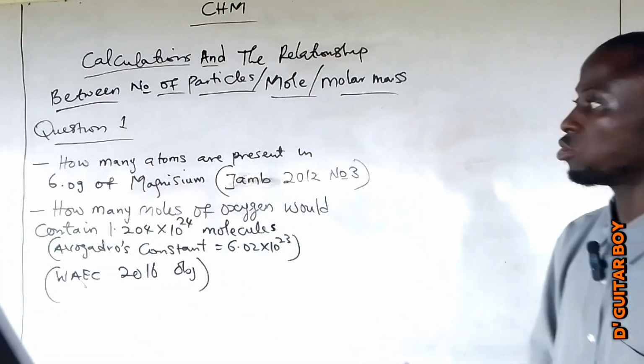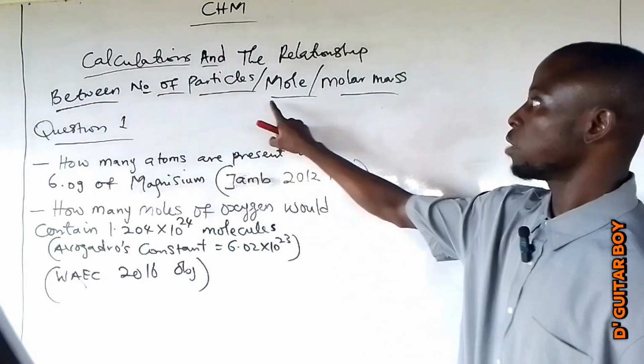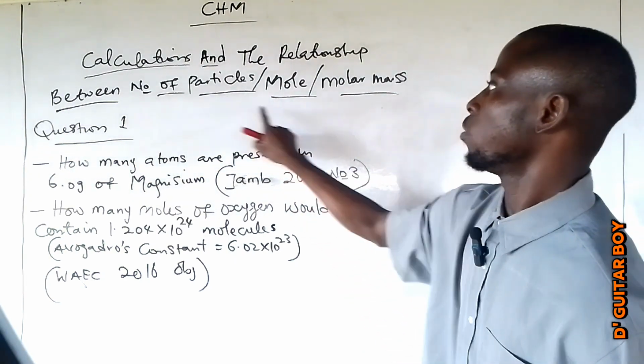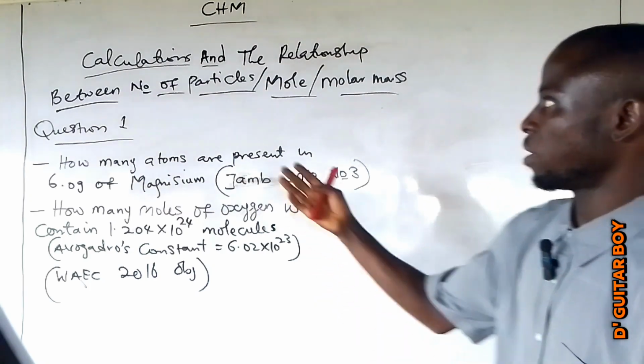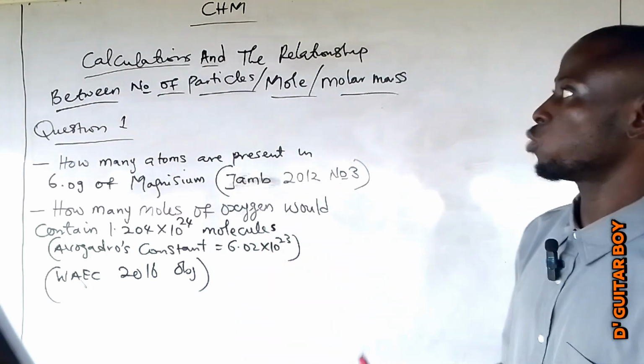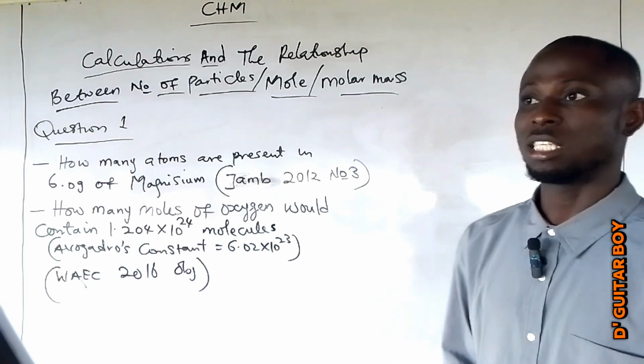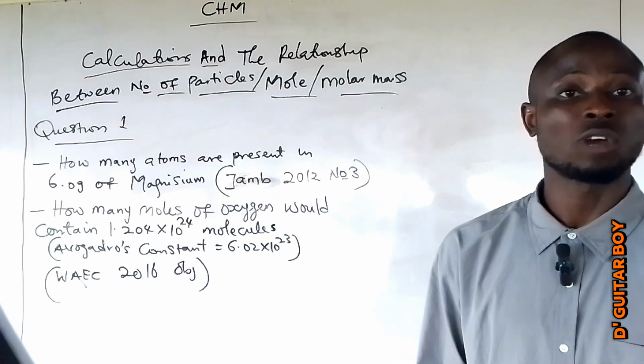In such a case, how do you solve it? You have to draw a relationship between number of particles, mole, and molar mass. Now, what is number of particles? The number of particles we are talking about here, you have to understand the concept of Avogadro's number.